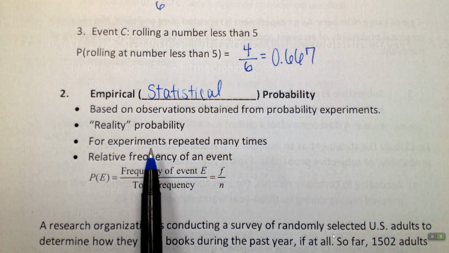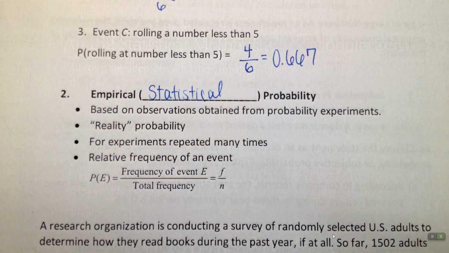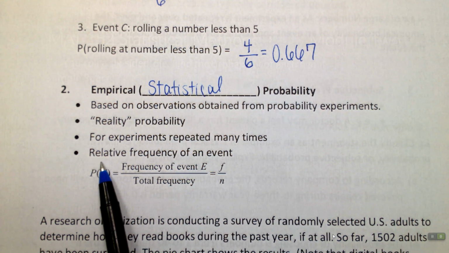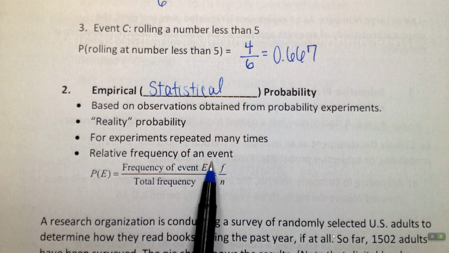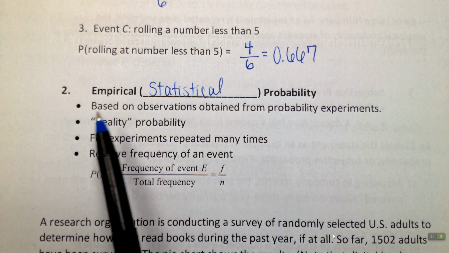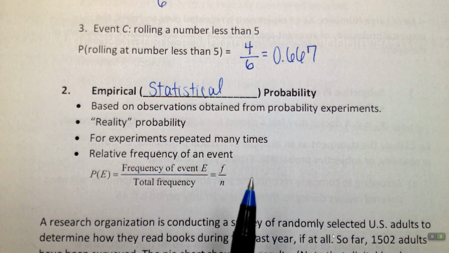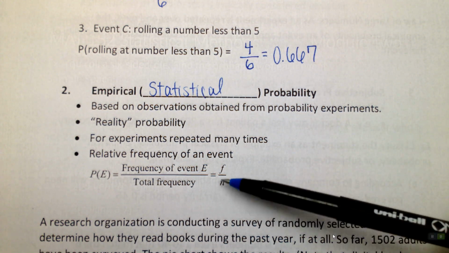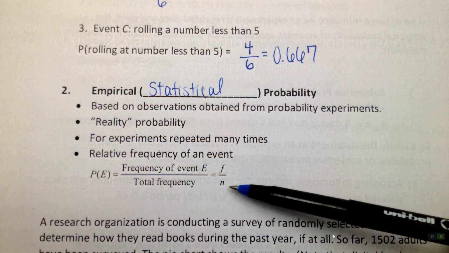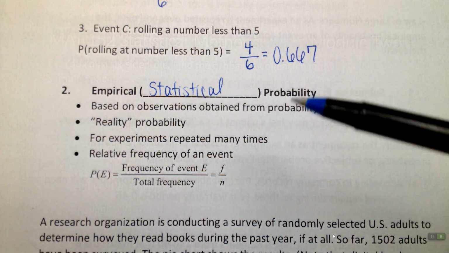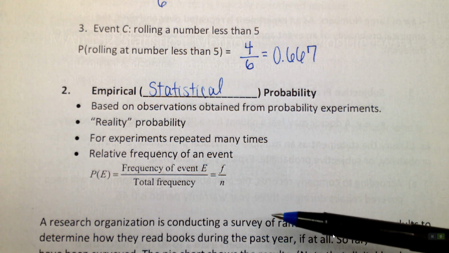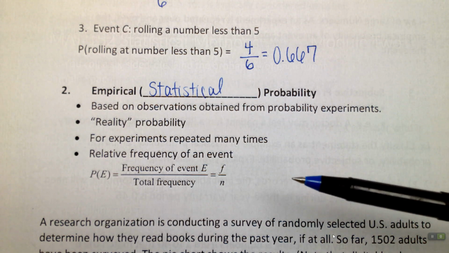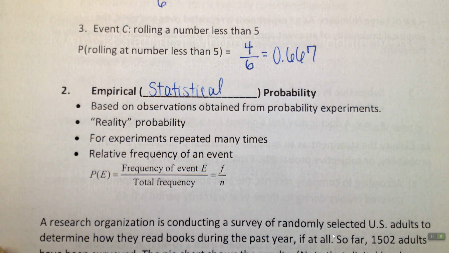Okay? So this is used for experiments repeated many times. So we're rolling that die a whole lot of times. This is also considered relative frequency of an event. We talked about relative frequency in 2.1. It pops up again here, but just as a different face. So empirical probability is the same as relative frequency. You're going to take the frequency of the event instead of the class, divided by total frequency. And we're going to see relative frequency, I think, 2 more times. It's going to have a different name, but it's really going to be relative frequency.